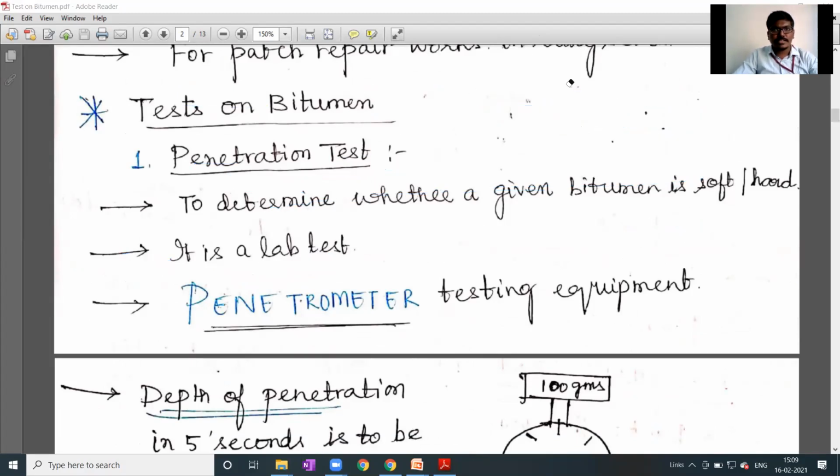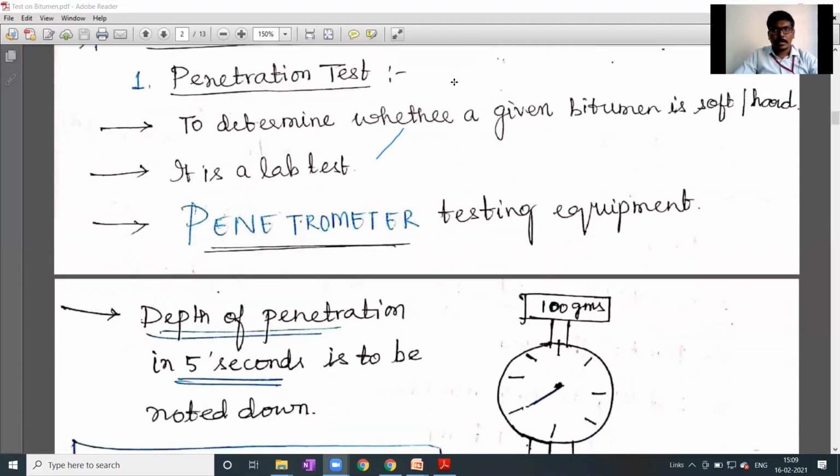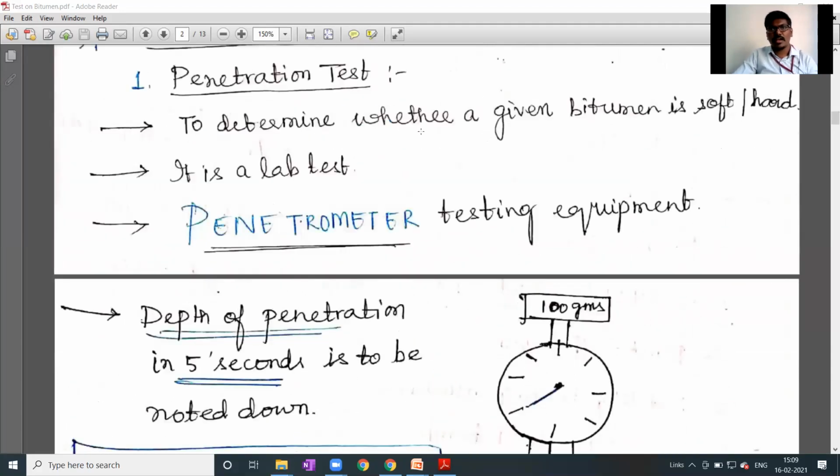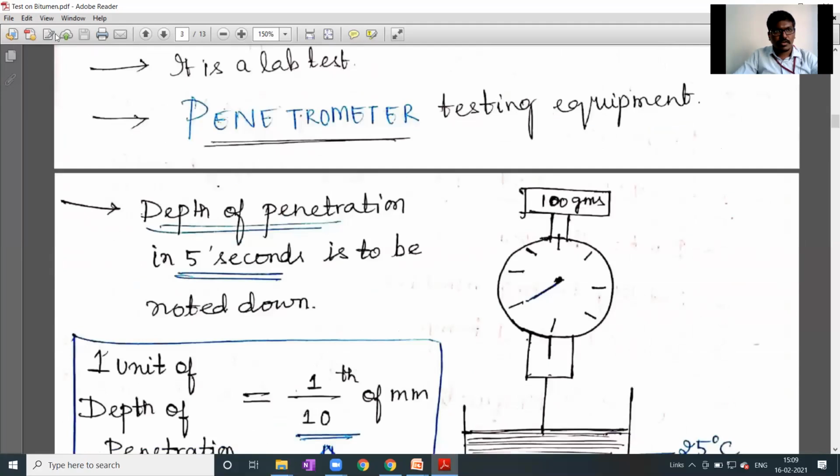Coming to the next, this is the test on bitumen. I have already discussed the penetration test, right? After the penetration test, the penetration test determines whether a given bitumen is soft or not.